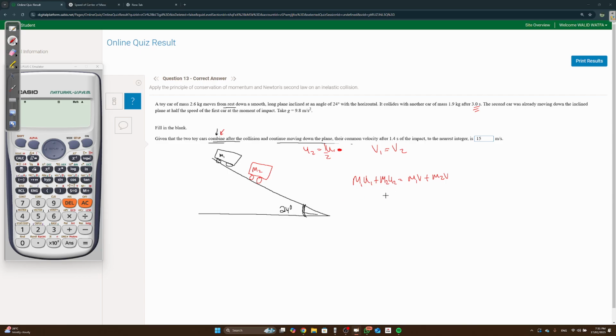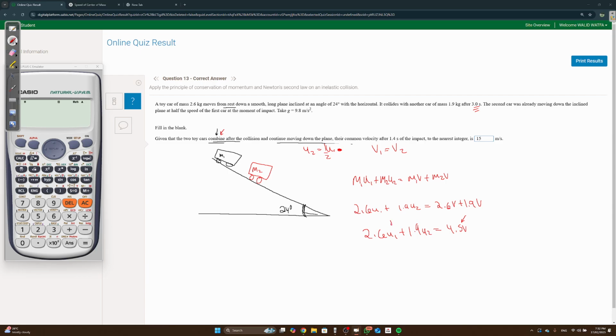Let's plug it in. 2.6 times U1 plus 1.9 times U2 is equal to 2.6 V plus 1.9 V. Let's just simplify this a bit. Okay, you're gonna get this.